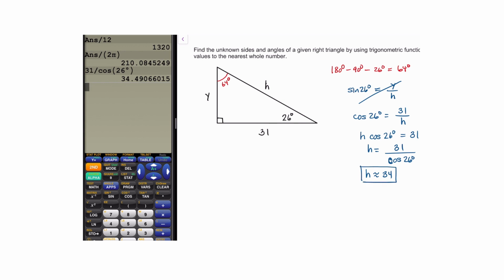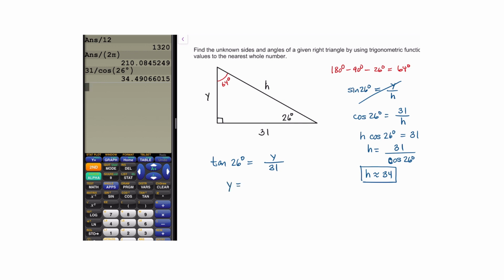Okay, now to find y, we have a couple options here. We could use a trigonometric function that involves h now that we have it. I would suggest that you use the original angle and one of the original sides, just because that's the information we were given. So looking at that, if I look at 26 degrees, I need its opposite side, which is y, and I have its adjacent side, which is 31, which means we can use tangent effectively. So tangent 26 degrees is y divided by 31. That one's easier to solve.